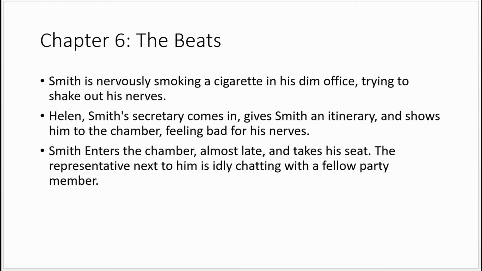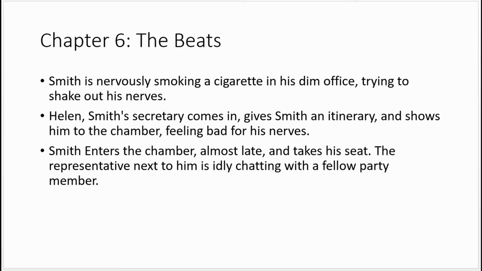Smith is nervously smoking a cigarette in his dim office, trying to shake out his nerves. Helen, Smith's secretary, comes in, gives Smith an itinerary, and shows him into the chamber, feeling bad for his nerves.